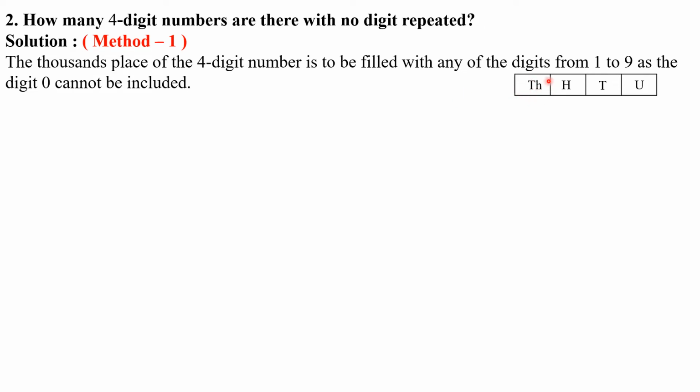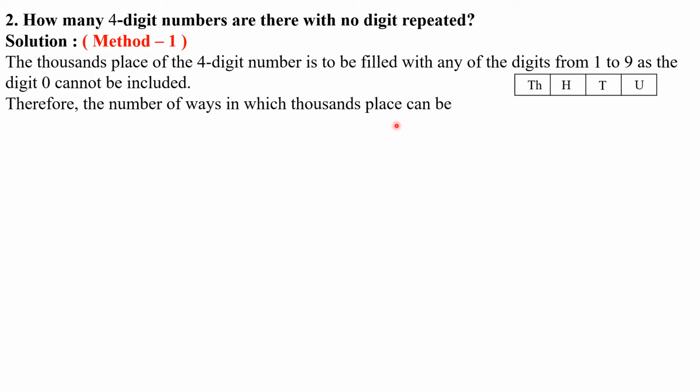Then in how many ways can this empty box be filled from the digits 1 to 9? Yes, this operation can be done in 9 ways. Yes or no, my dear children? Therefore, we are writing that sentence. Therefore, the number of ways in which the thousands place can be filled is 9. Understood this sentence, my dear children? We are filling this thousands place with any one of the digits from 1 to 9. So this thousands place can be filled in 9 ways.